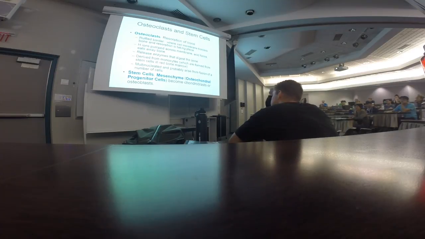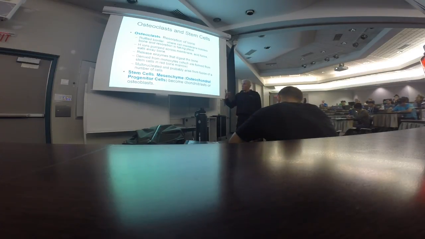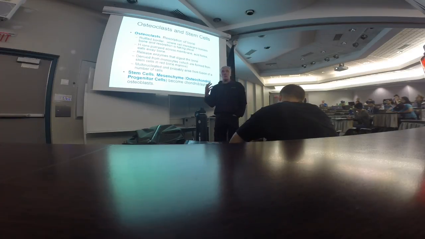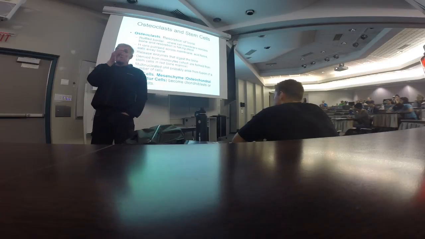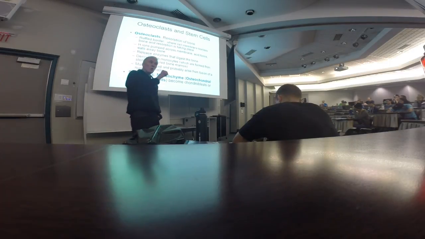Embryonic mesenchymal osteochondral progenitor cells. They become chondroblasts or osteoblasts, right? So it's from these stem cells that we get the osteochondral cells, but they're released via the visceral layer of the endosteum.